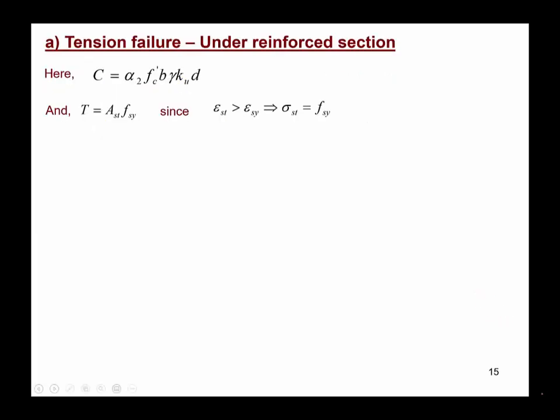Now we can compute C, the compressive force, exactly like the equation before, by finding the volume of the equivalent stress block like we did before, and the tensile force in the steel is AST multiplied by Fsy. When the tensile strain in the steel is greater than epsilon sy, the tensile stress in steel is equal to the yield strength of the steel.